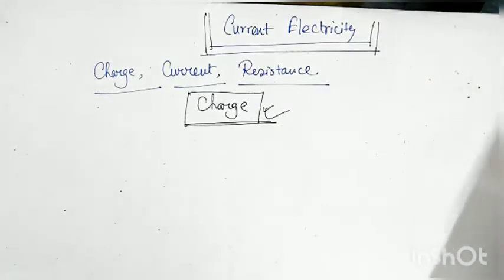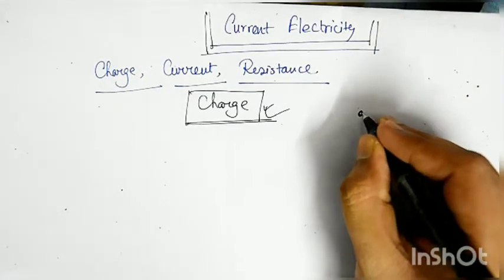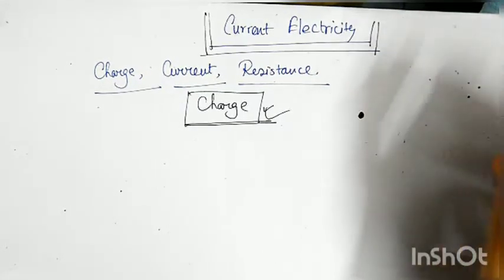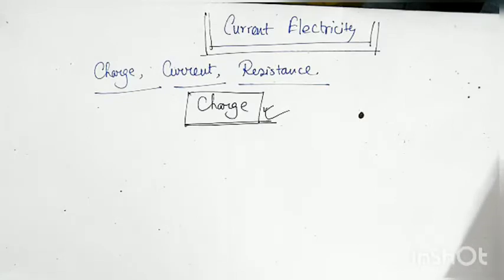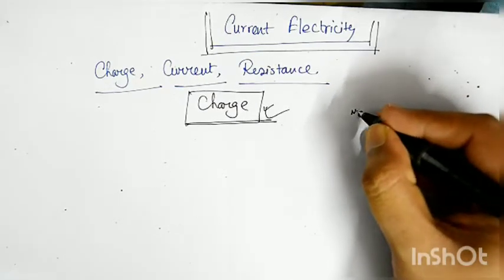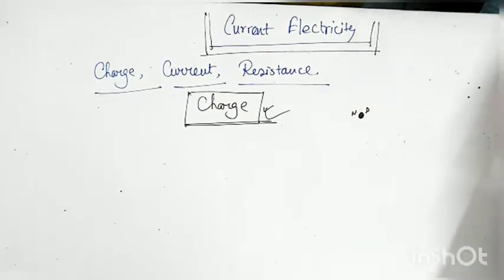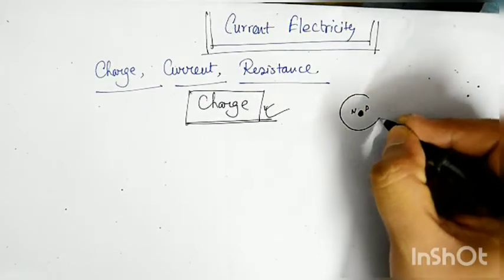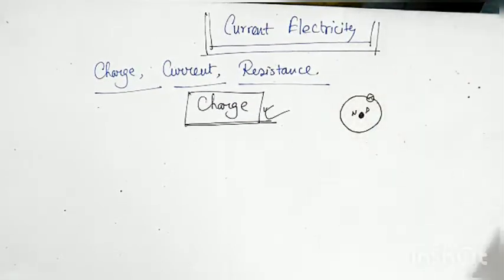We all know that each and every atom is made up of three basic particles: electron, proton and neutron. Out of this, neutron and proton stay in the nucleus and the electrons move in circular orbits, right? This is where we got the idea of charge.